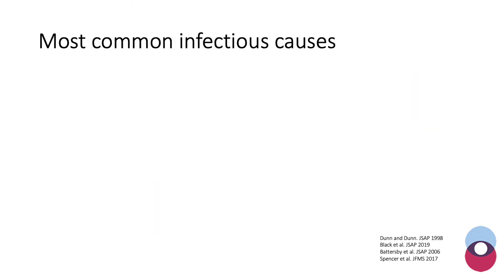Then when it comes to the most common infectious causes, when I'm grouping these into the most common infectious causes, this is based on the papers that we talked about before. So it's based on basically the number of cases that were reported in those papers. So in dogs, what was most commonly reported is that infectious disease is most common in young to middle-aged dogs. The median was 3.6 years of age.